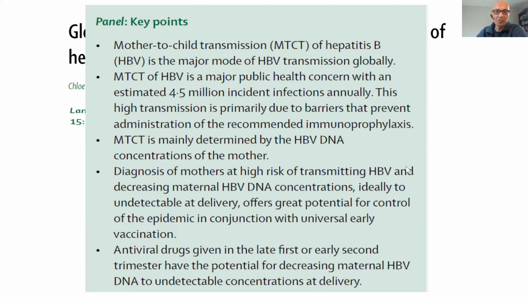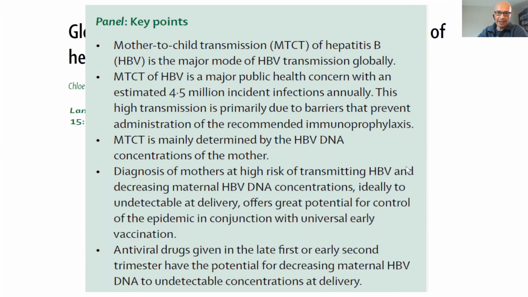Mother-child transmission is really determined by hepatitis B DNA concentrations in the mother. The higher those concentrations are, the more likely she will transmit to her kids. There are also other factors that influence transmission risk. There are few options to do something about it, and I think the most promising option is antiviral drugs in pregnancy. Obviously, those have to be safe for the mom and for the fetus, and they should be very effective in lowering the hepatitis B DNA, ideally to undetectable at birth so that she doesn't transmit in the first place.